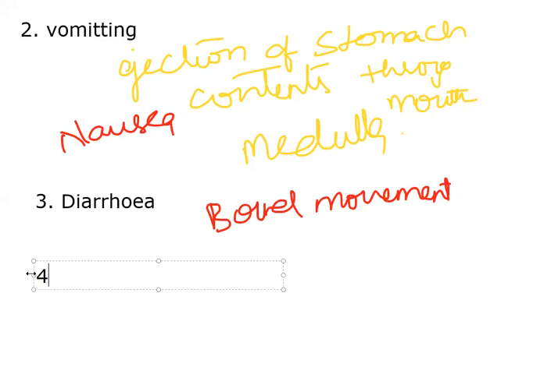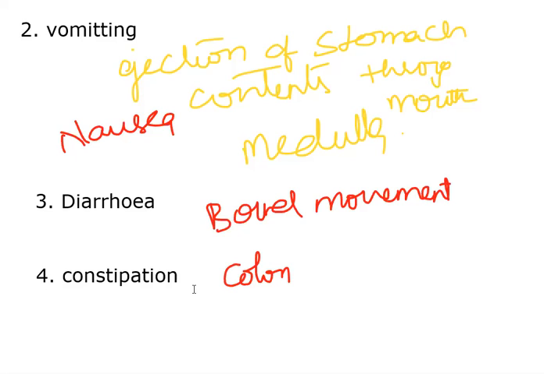Next, constipation. In constipation, the feces are retained within the colon as the bowel movement occurs irregularly. The symptom to be remembered here: the bowel movement occurs irregularly. The word you have to remember here is bowel movement, which appears in both diarrhea and constipation.